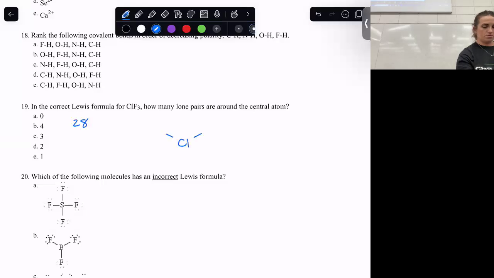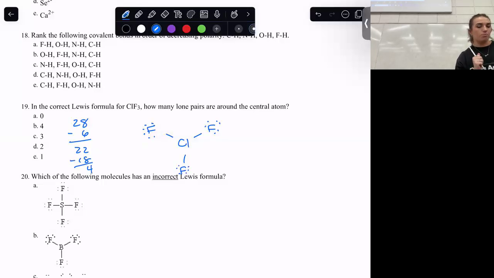What goes in the center? Chlorine. We make 3 bonds to fluorine. How many electrons did we use? Where did those electrons go? Around fluorine. How many electrons did we use here? We used 18. How many do we have left? 4.